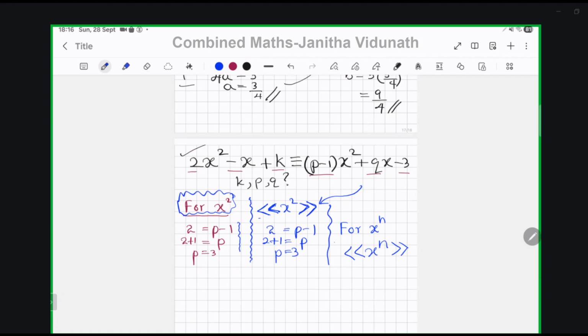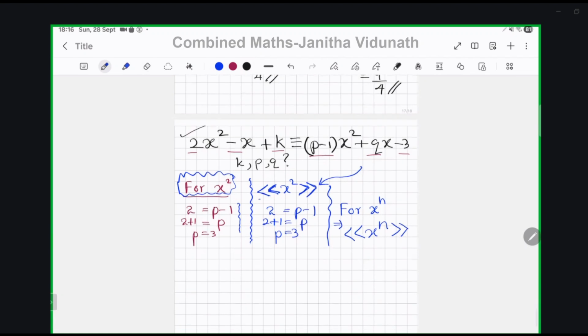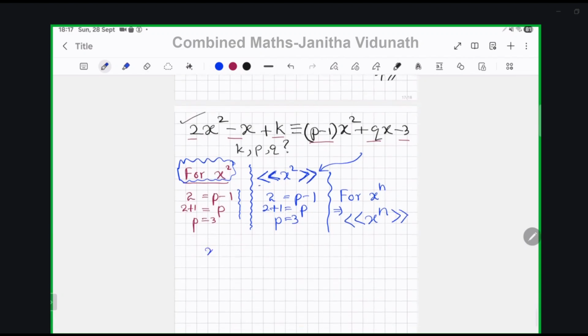This is the same as for x^n. Similarly, we can use x, then this sign, and on the left hand side we have minus 1 and on the right hand side we have q. That means q equals minus 1. Or someone can say for x, then apply this, and q equals minus 1.